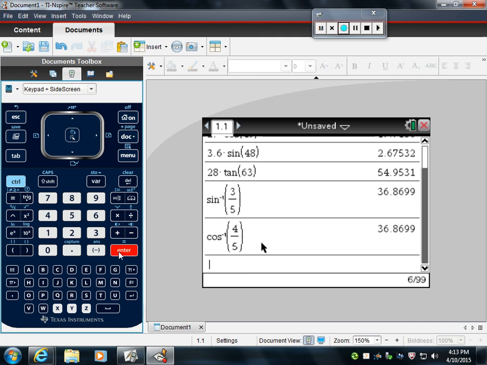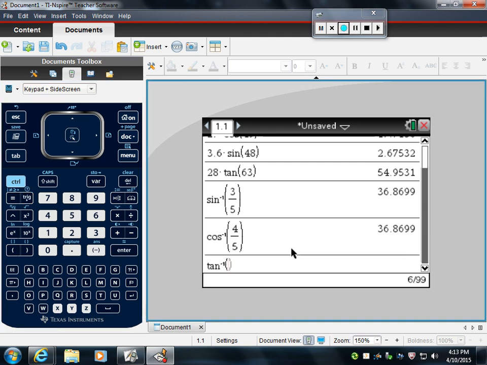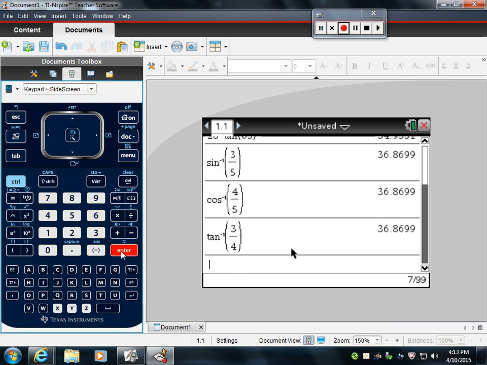If we did tangent, all right, what was tangent? It's going to be 3 over 4, right? 3 over 4. And here again, same angle. All right, so it doesn't matter which trig ratio, we're still going to get that angle of about 37 degrees.